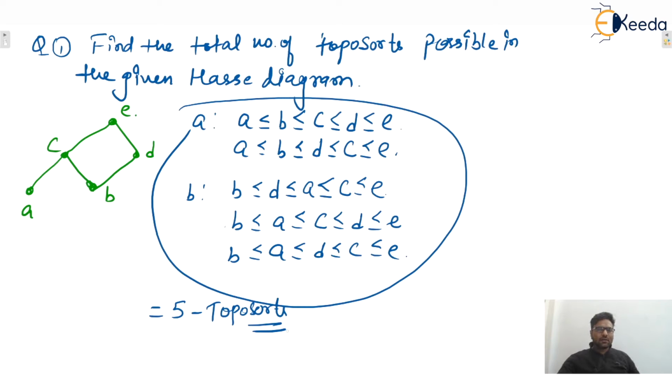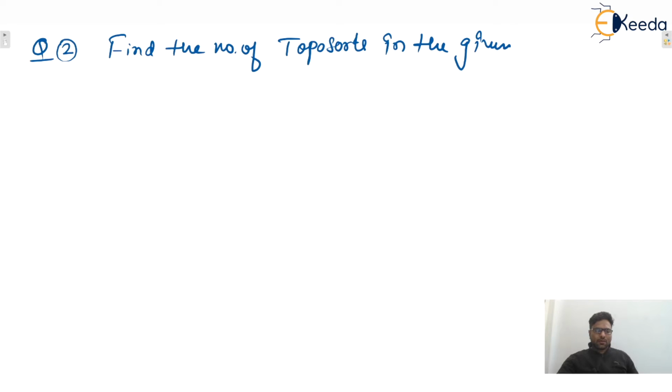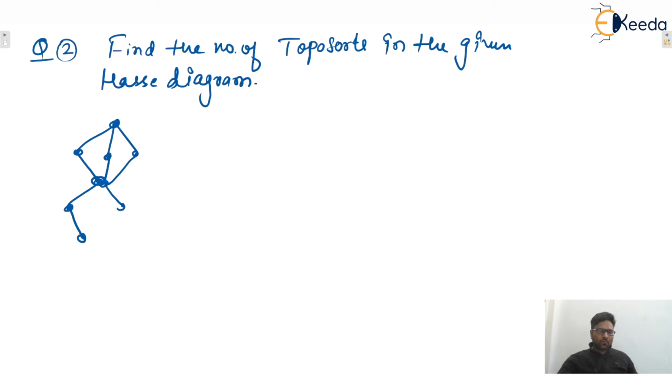Okay. So let us consider one more example. Let's say second example. Find the number of topo sorts in the given Hasse diagram. One Hasse diagram is given. Let's say there is A, B, C, D, E, F, G, H. So here, how many topo sorts will be there? Yes, you can write down.